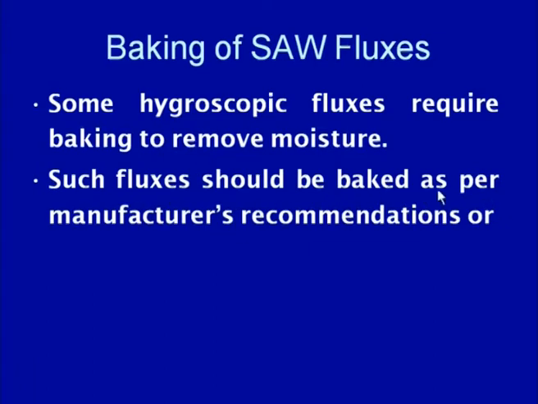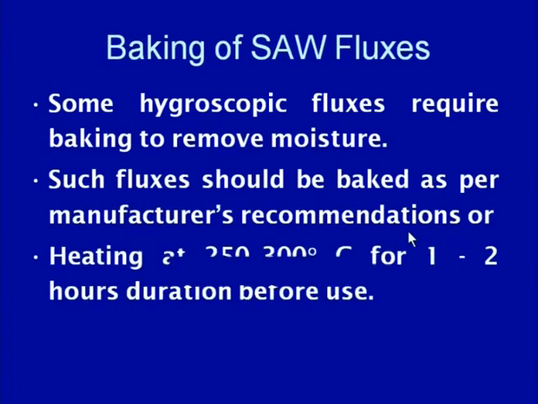Such fluxes should be baked according to the manufacturer's recommendation, or in general the heating is done to remove the moisture in the range of 250 to 300 degree centigrade for a duration of 1 to 2 hours before use, so that the moisture can be driven off from the fluxes to avoid any presence of oxygen and hydrogen in the weld metal. So that a sound weld joint can be obtained which is free from oxides and porosities, and can also help in reducing the problems caused by the presence of excessive hydrogen in the weld metal.